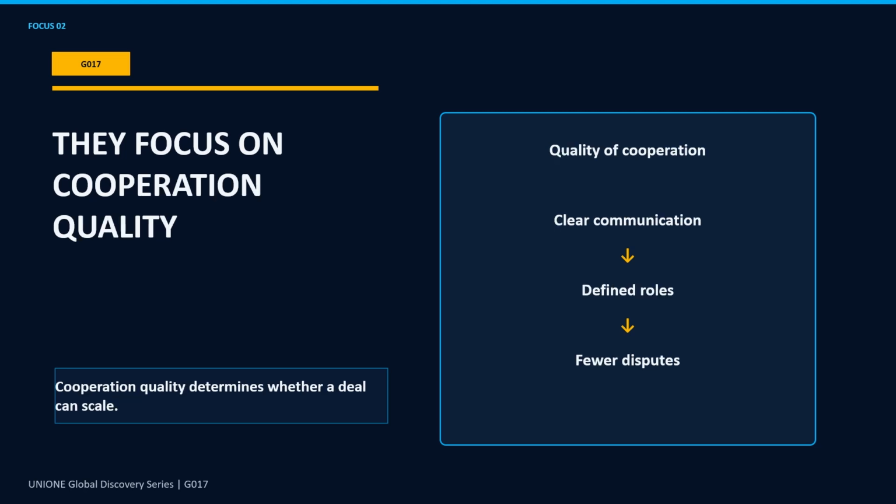Long-term buyers also focus on cooperation quality. Good cooperation requires clear communication. The buyer, exporter, supplier, logistics company, and local importer must understand their respective responsibilities. When roles are clearly defined, misunderstandings decrease. Problems can be identified and resolved more quickly. Cooperation quality determines whether a small transaction can eventually grow into a larger and more stable business.